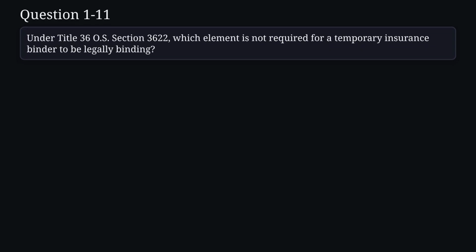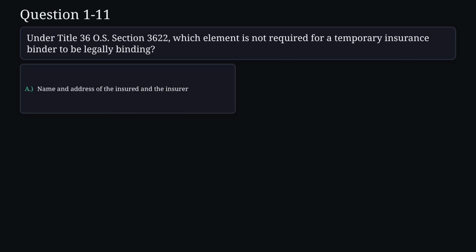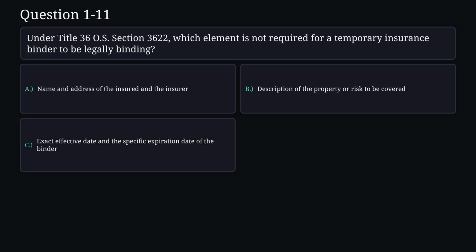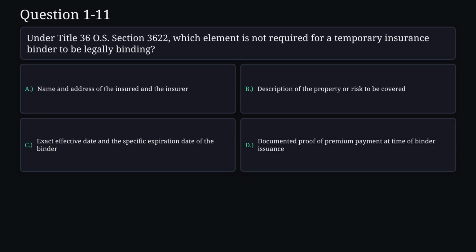Question 11. Under Title 36 OS Section 3622, which element is not required for a temporary insurance binder to be legally binding? A. Name and address of the insured and the insurer. B. Description of the property or risk to be covered. C. Exact effective date and the specific expiration date of the binder. D. Documented proof of premium payment at time of binder issuance.